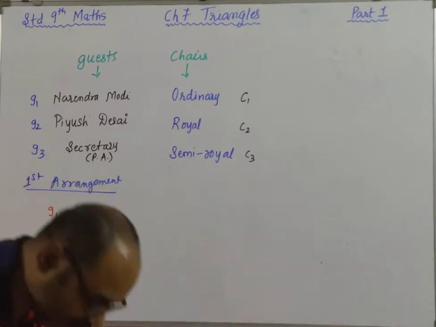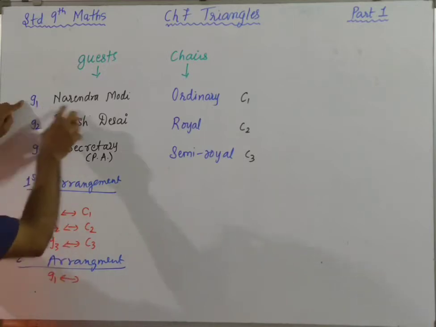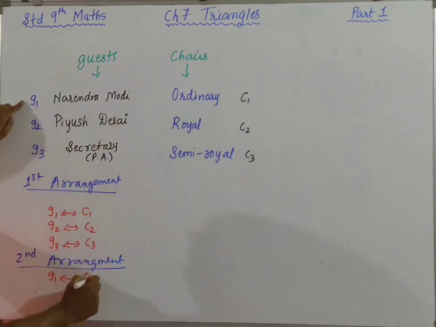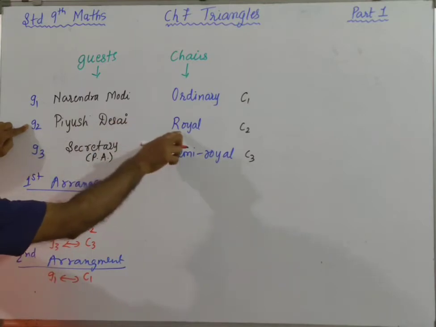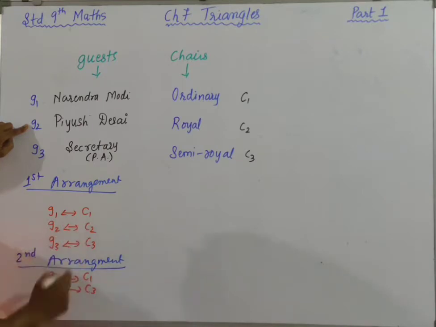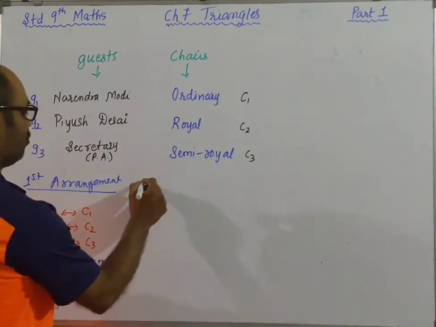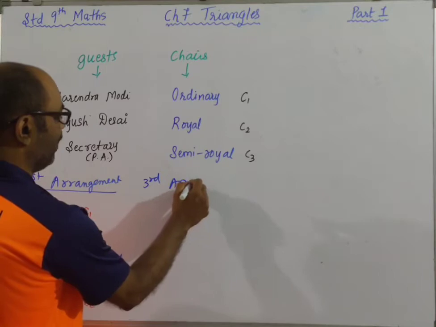Yeah. Now, guest 1 sits on chair 1. But guest 2, instead of chair 2, sits on chair 3. And guest 3 sits on chair 2. So this is the second arrangement. Let's talk about the third arrangement.